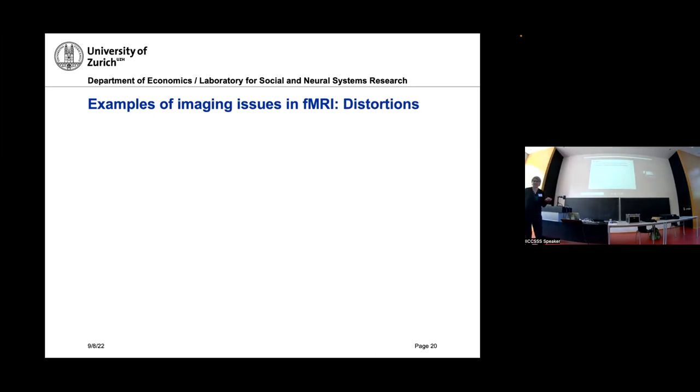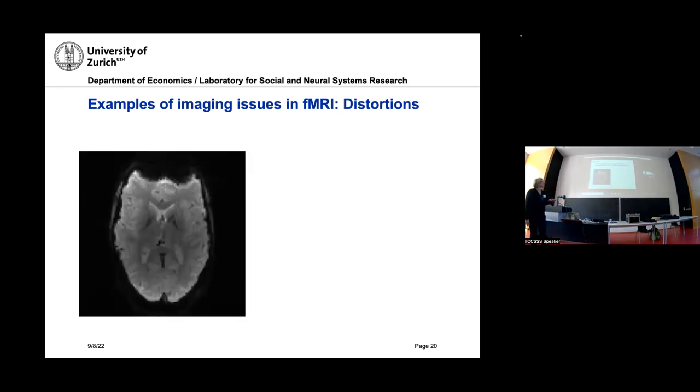And the third most prominent, there are more examples, but this is one I brought you. This is a very normal distortion at the orbitofrontal cortex. This is just because the slice package that you acquire is always quite close to the border of the brain, and then there are always little distortions at this. And this is really somewhat normal.